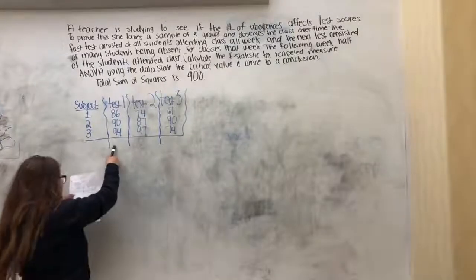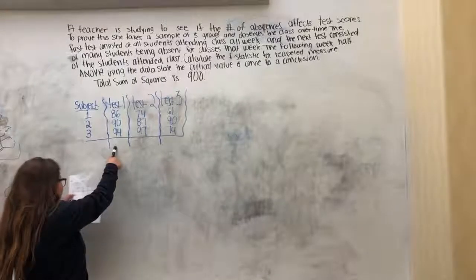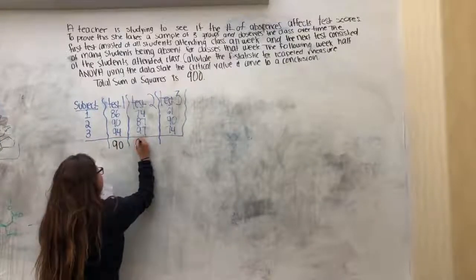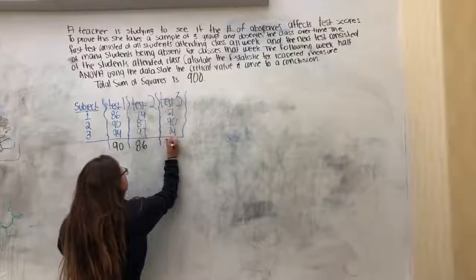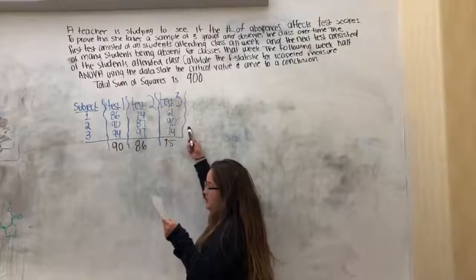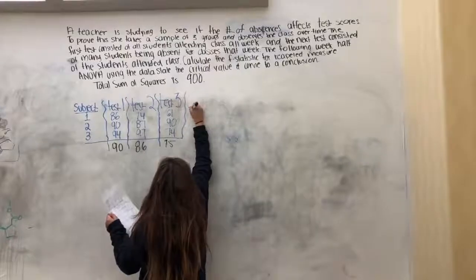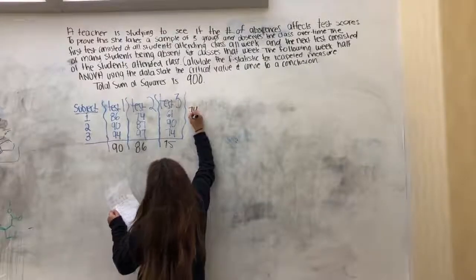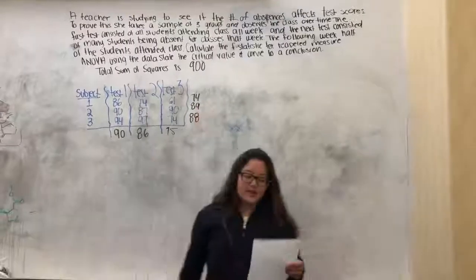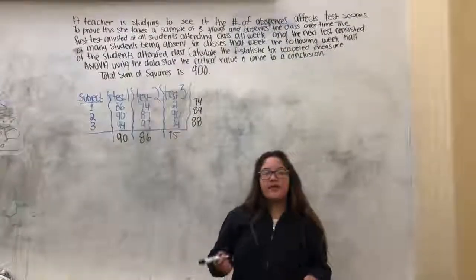So in this row, we're going to add 90, 86, and then 75, and we're going down. And then we're going to go across, and the mean will be 74, 89, and 88. So for the second step, we're going to find the total sum.